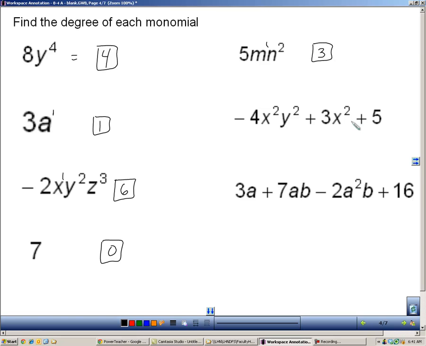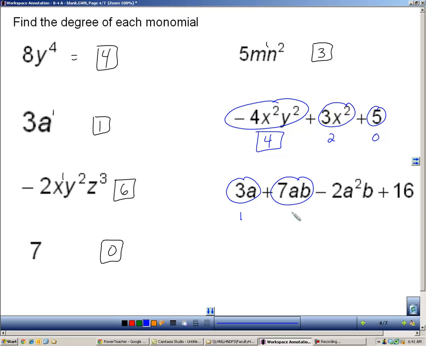And now we have to find the degree of this polynomial, which means we find the degree of each individual monomial. The degree of this term is 4, the degree of this term is 2, and the degree of this term is 0. So the degree of the whole thing is the biggest one of those, 4. Next polynomial, the degree of this term is 1, this term is a 2, the degree of this term is a 3, and the degree of this term is a 0. So the degree of the whole polynomial is the largest of those, 3.